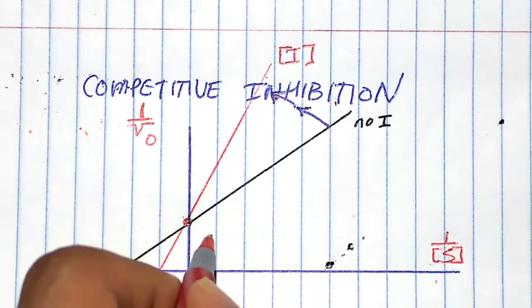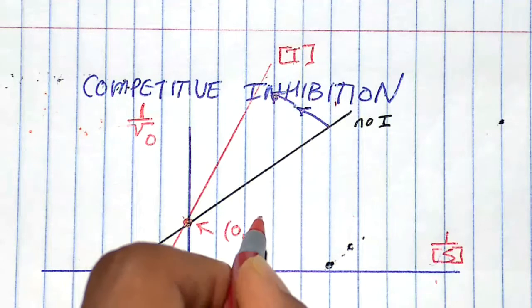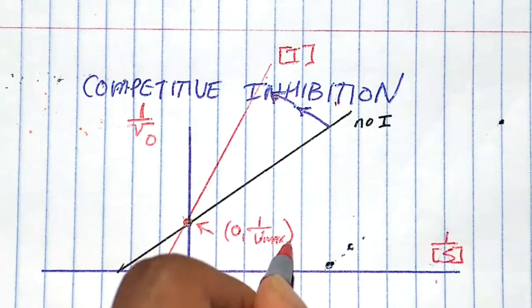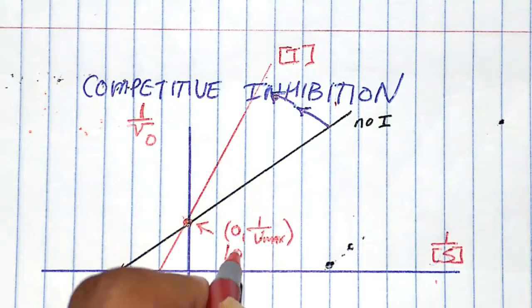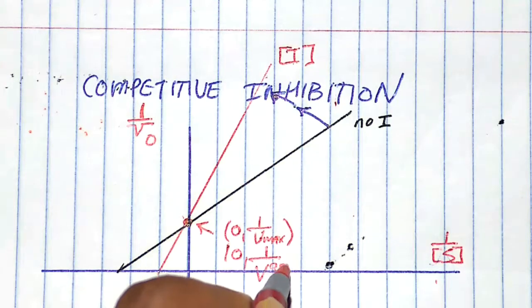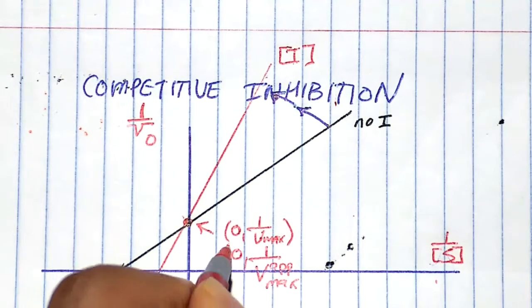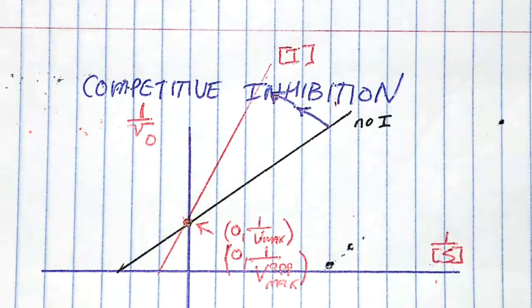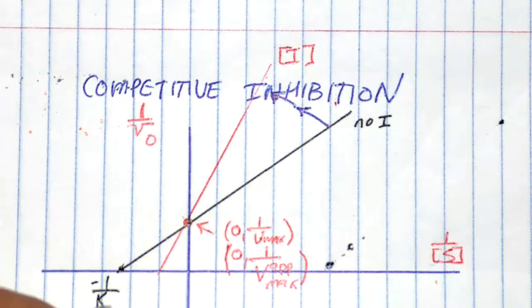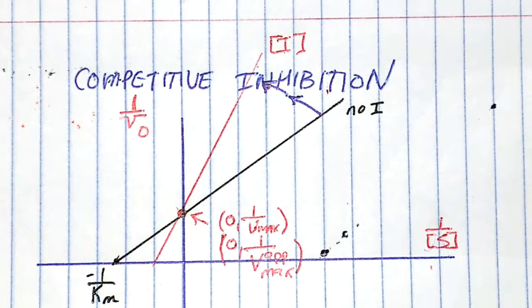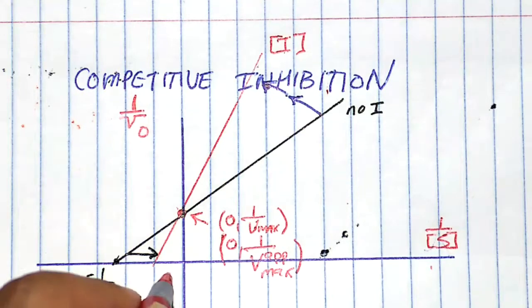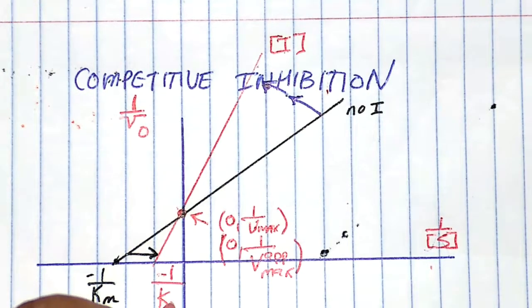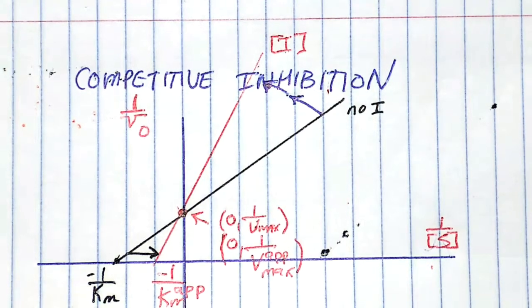So now our 1 over V max is shared with the V max with the competitive inhibitor. We'll call that the apparent V max. Okay. However, with no inhibition, our minus 1 over K sub m is here. Our new K sub m has shifted here. So now we have a new minus 1 over apparent K sub m. Okay.